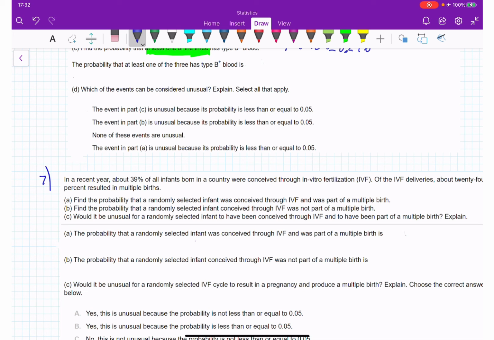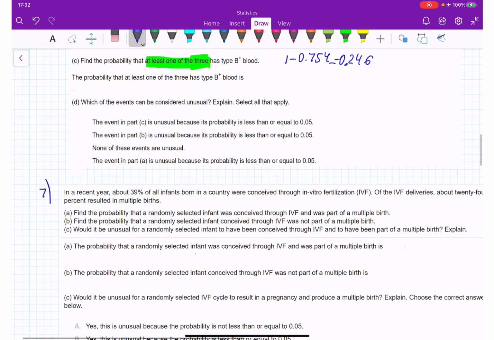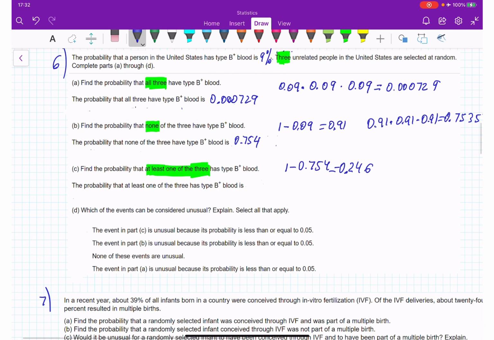All right. And question number D: which of the events can be considered unusual? It's the one in A, 0.000729, because it's less than 0.05, let's say 5%. It's falling into the unusual case.